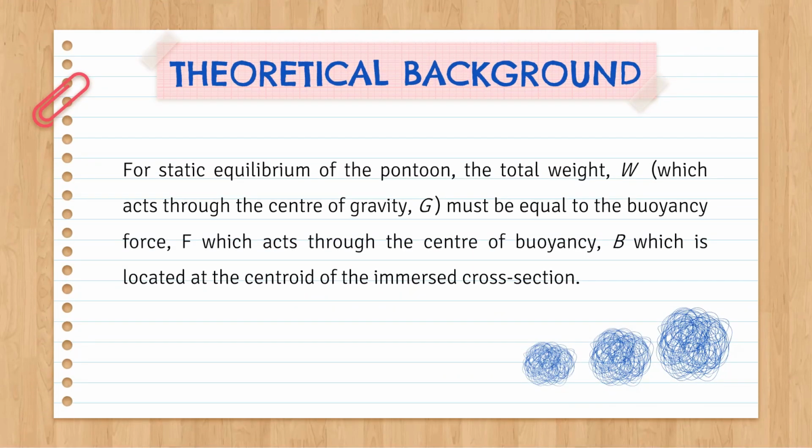Now, let's move on to the theoretical background. For static equilibrium of the pontoon, the total weight W, which acts through the center of gravity G, must be equal to the buoyancy force F, which acts through the center of buoyancy B, which is located at the centroid of the immersed cross-section.